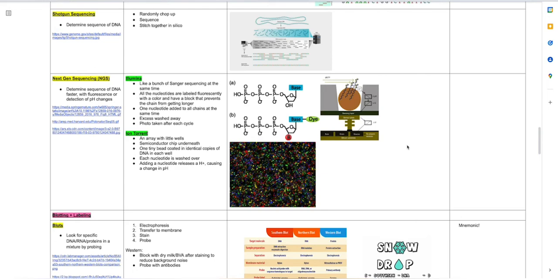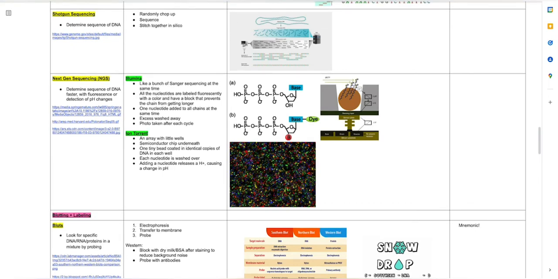So through detecting these changes in pH and associating that with, say, a bunch of adenines having just washed over, you can record: okay, first there was an adenine incorporated, then there was a guanine, and that gives you your sequence. So these are both two faster ways to sequence DNA. And that would be it for sequencing.